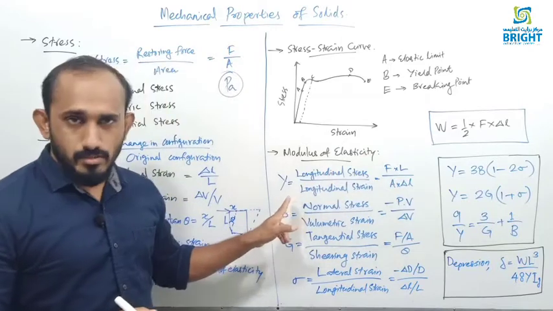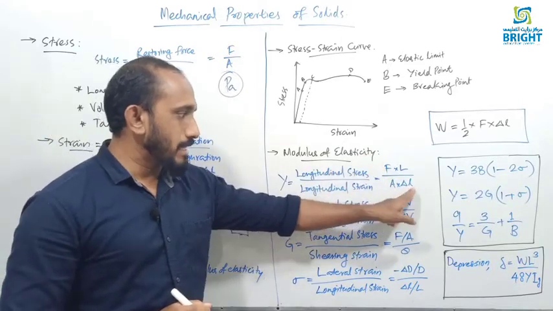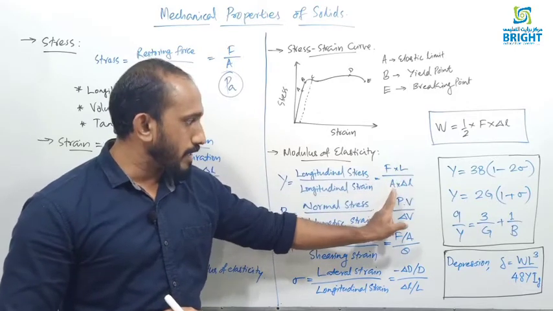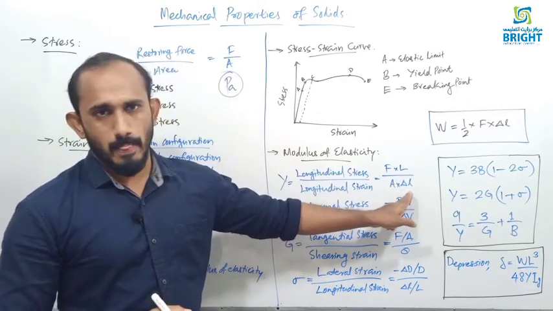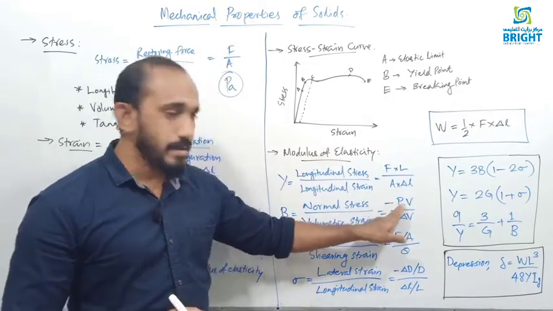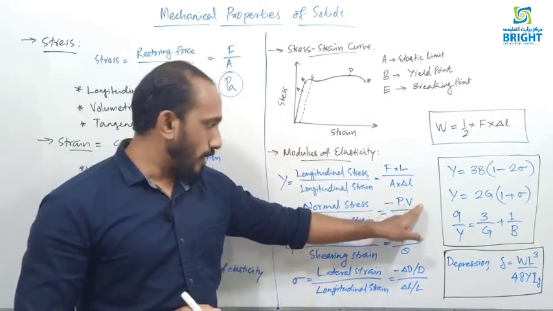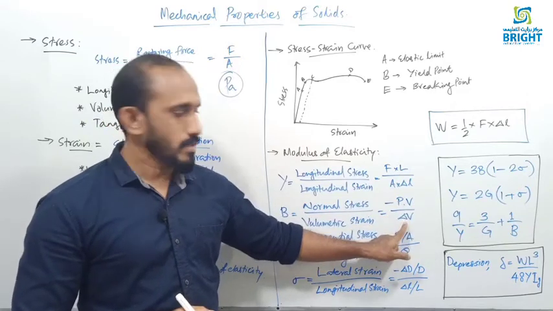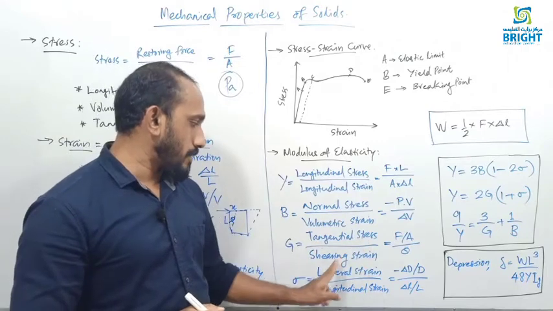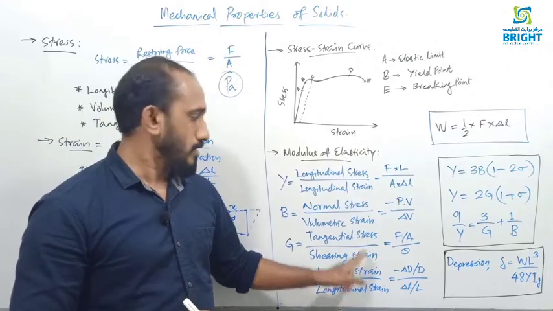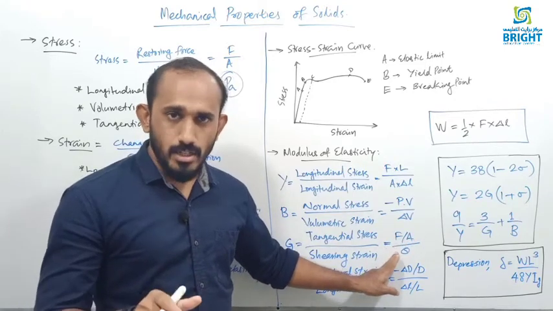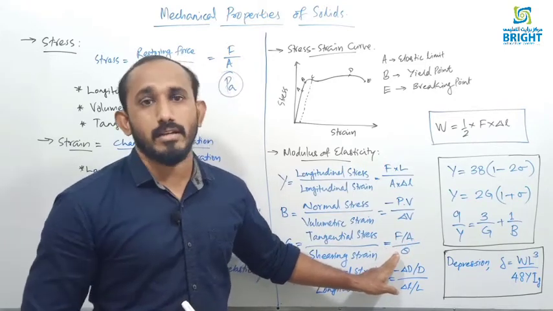So for Young's modulus, F by A by delta L by L, you can write as force into original length divided by area into change in length. For bulk modulus, force by area can be written as pressure into volume divided by change in volume. And for rigidity modulus, we have tangential stress by shearing strain. This is F by A as stress divided by shearing strain, which is tan theta, and for small angles you can simply write theta itself.